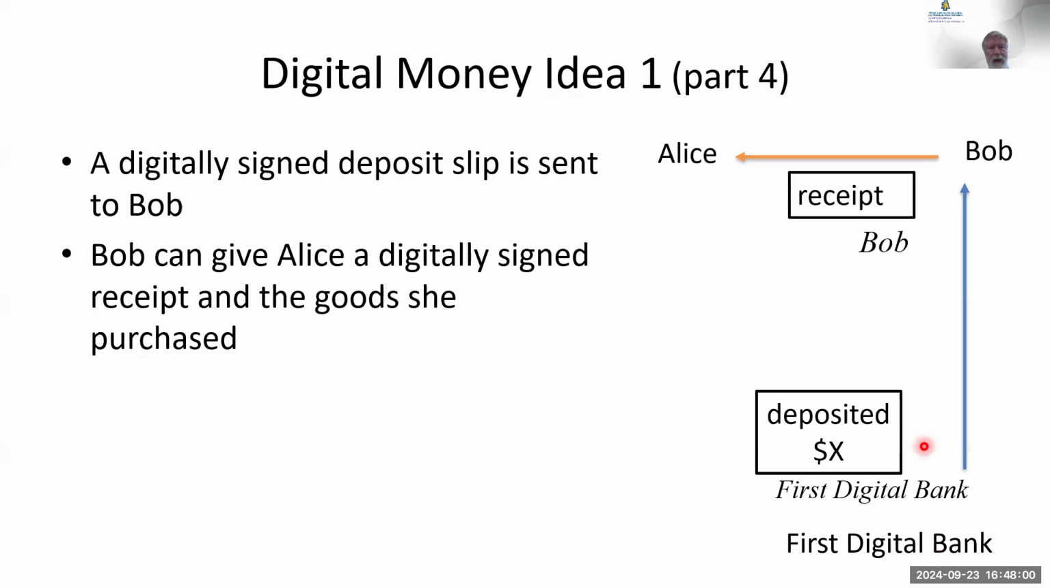The bank will then send a deposit slip back to Bob saying, yes, got your request, we've done it. And Bob, having now verified that that was a message from the First National Bank, First Digital Bank, because it's signed by them, can give a receipt to Alice, and we're done. Alice has got the money.